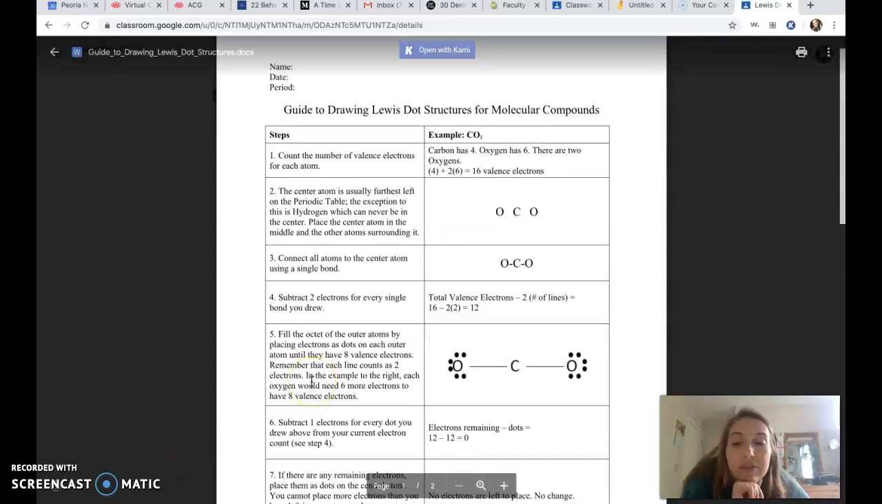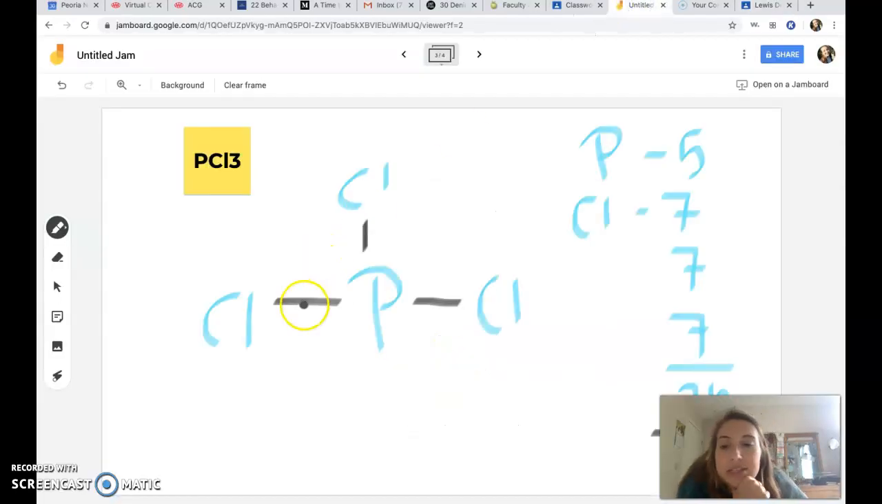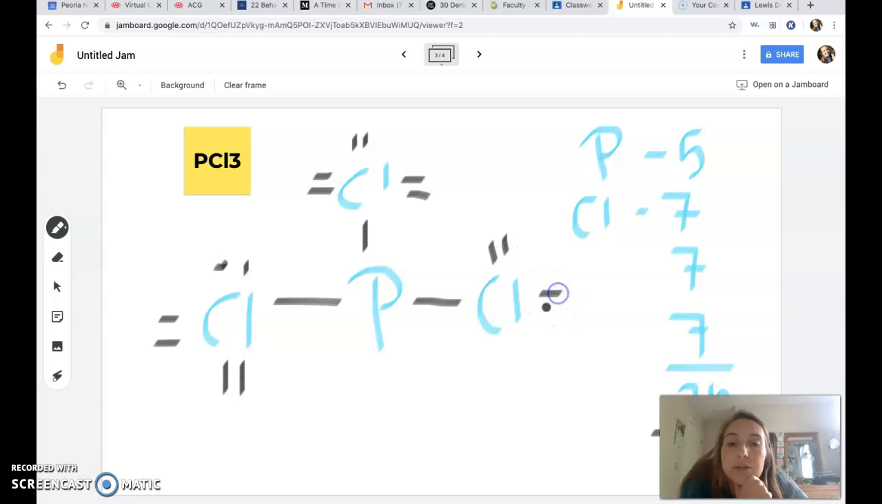Step number 5, fill the octet of the outer atoms by placing electrons as dots on each outer atom until they have 8. Remember, each line counts as 2. So in this example, each outer atom would need 6 more because they have 2 here. 2 plus 6 gives us 8. Same idea: my 3 chlorines are my outer atoms. So I'm going to give each of them 6, which would give them a full octet, or 8 in total. 6, what we call lone pairs or unbonded electrons, and then 2 that are part of the bond.